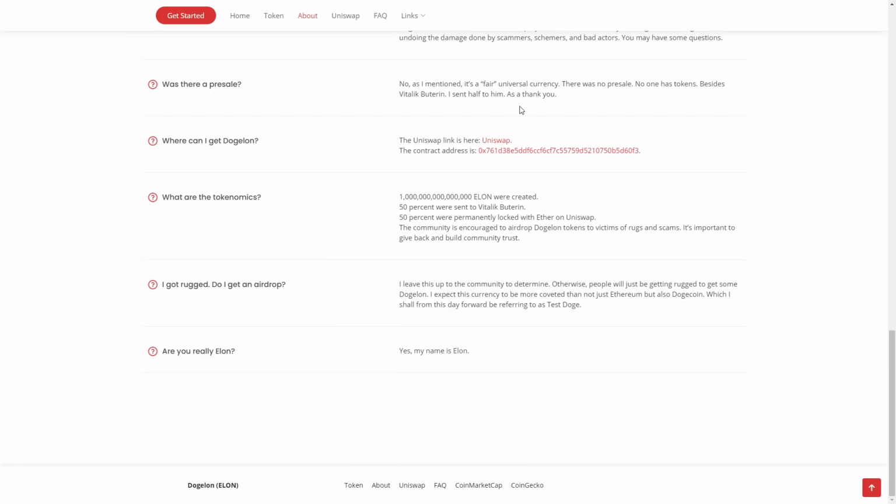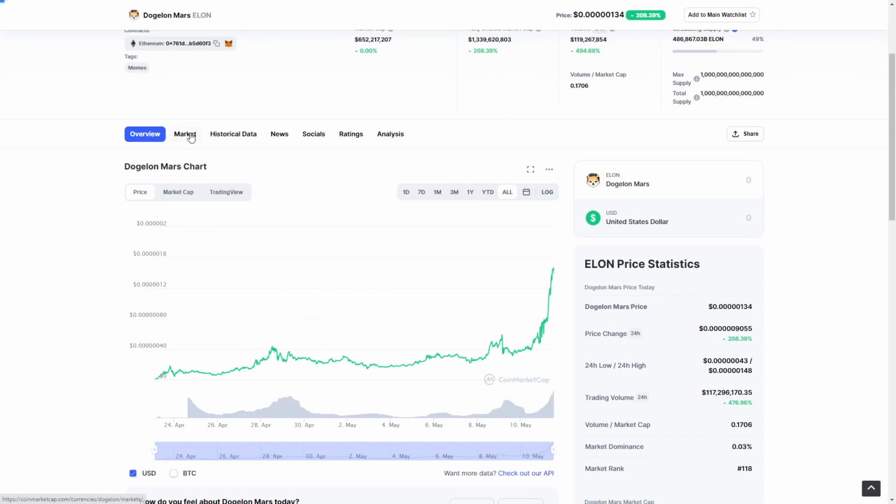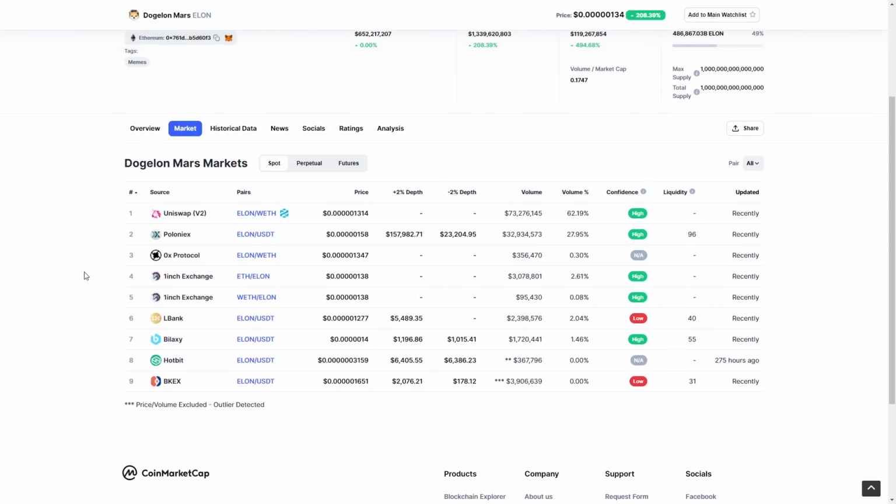So let's go here to their website. Now first, I'm going to show you here. Let's go to the market. I just want to show you all the ways you can buy this coin. So you can buy it on Uniswap, Poloniex, 1inch, LBank, Hotbit, OKX, so many different places you can buy here. But right now the volume is just increasing from Uniswap and Poloniex, so people are just buying that coin there.